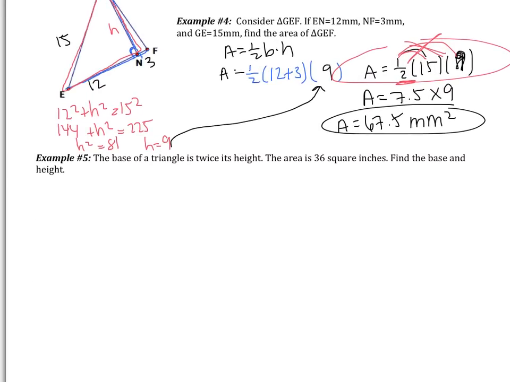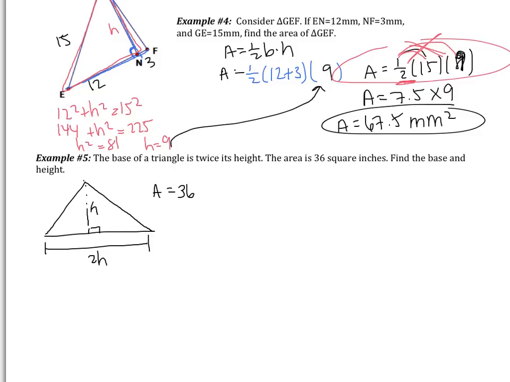Okay, so here's our next example. Example number 5, the base of a triangle is twice its height. The area is 36. Find the base and the height. So I have some triangle here. I have the base, and I have the height, and I know that the area is 36. It says the base is twice the height. So the height is some quantity, h. The base is twice that, 2h.